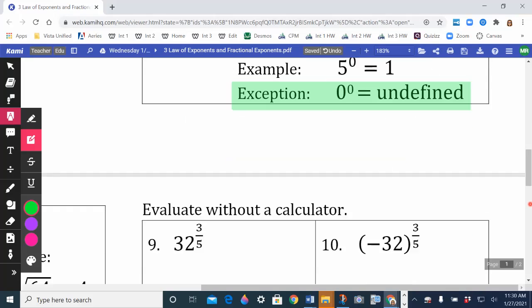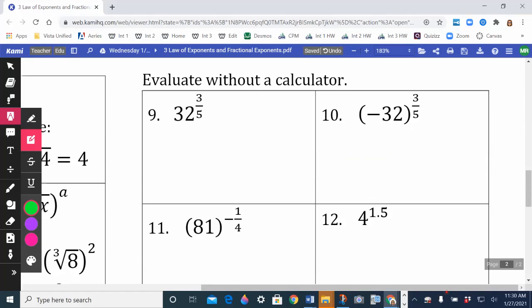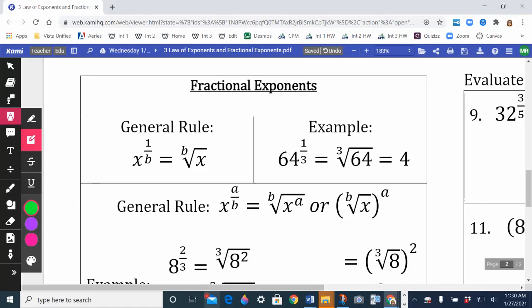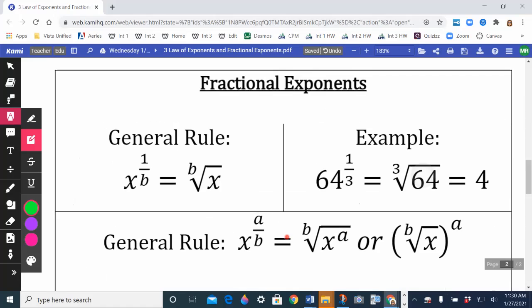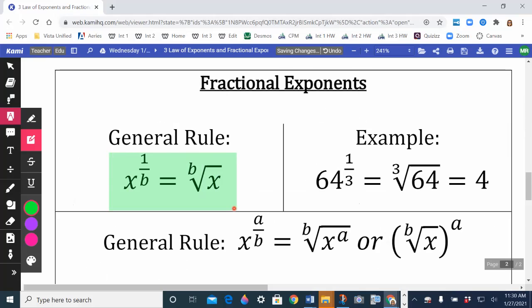So now this is our new idea that we're learning, and this is fractional exponents. When we have these fractional exponents, if I have x to the 1 over b, the denominator is your root. It is going to become your index. So x to the 1 over b means I'm taking the b root of x. So in this example, I have 64 to the 1/3, so it's going to be the cube root of 64, which is 4.